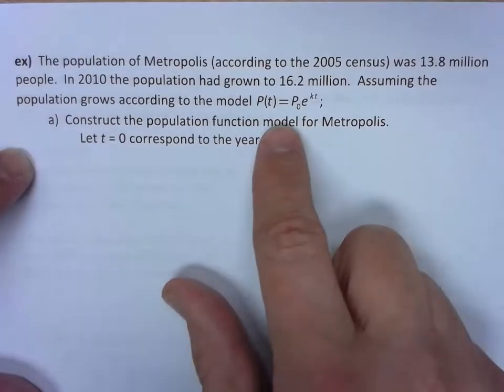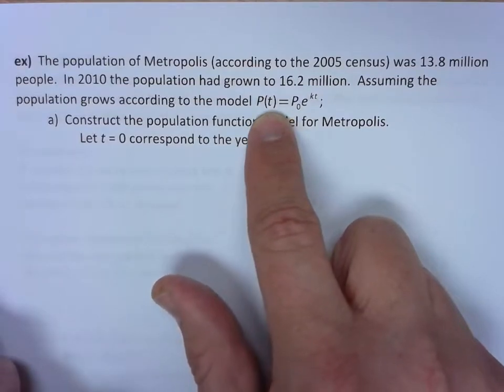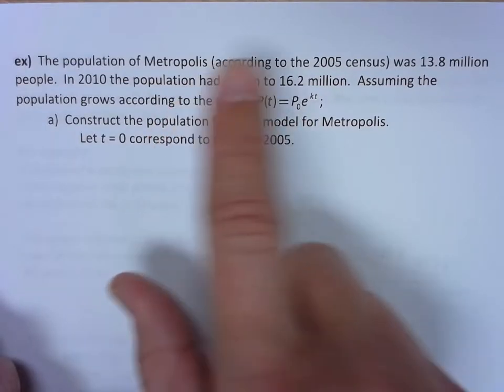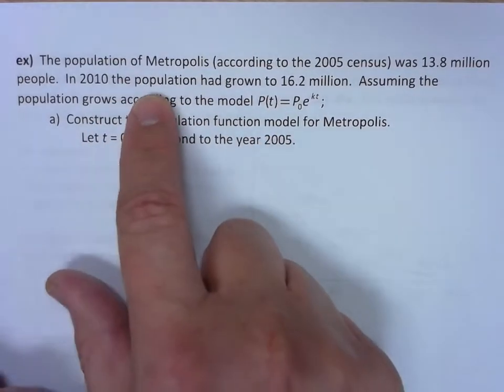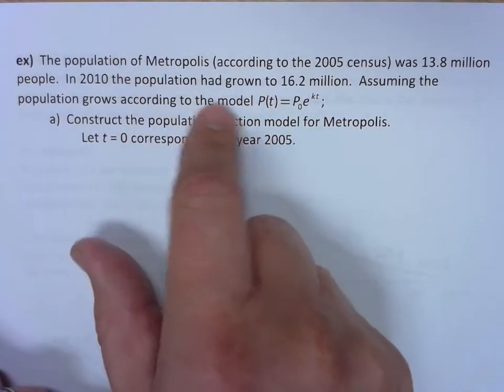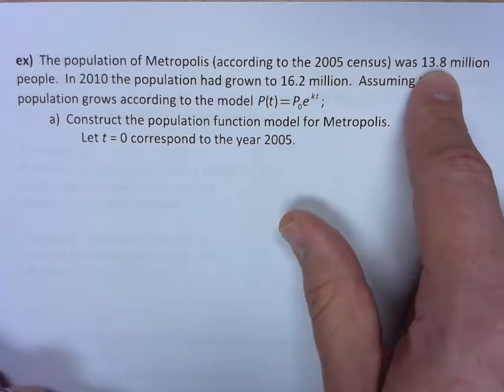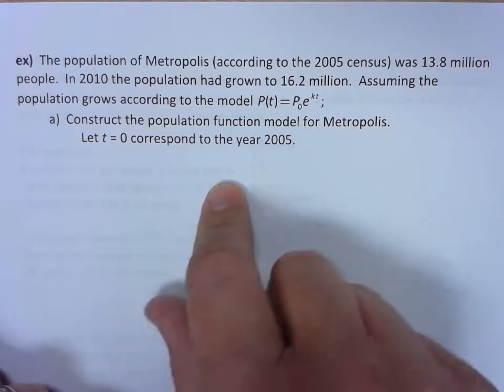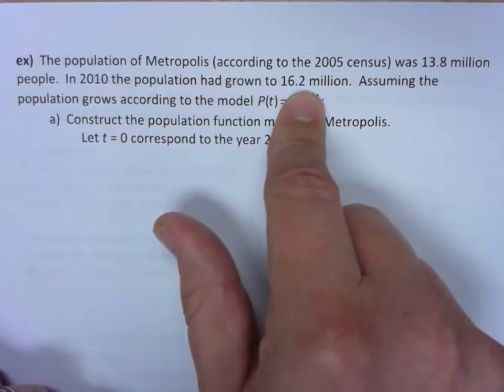Now I want to take the population model that we just discussed, and we'll show you how to construct a model like this, given some information about a population. So in this particular problem, we're talking about the population of Metropolis, and according to a 2005 census, the population then was 13.8 million people. 5 years later, in 2010, the population had grown to 16.2 million.